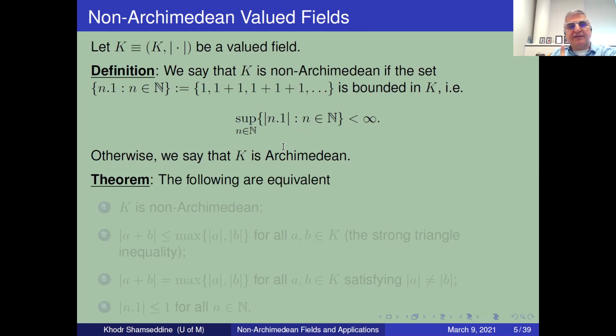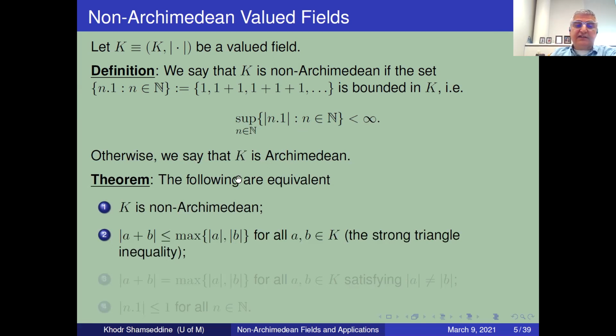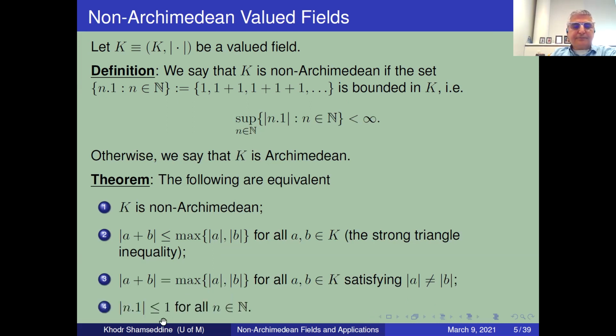And the following theorem gives us other equivalent conditions. The field is non-Archimedean if and only if the valuation satisfies the so-called strong triangle inequality, which is stronger than the usual triangle inequality. If and only if the valuation of a plus b is equal to the maximum whenever a and b have different valuations in K. If and only if the valuation of n times 1 is less than or equal to 1. So this is stronger than the original definition, but the two are equivalent.